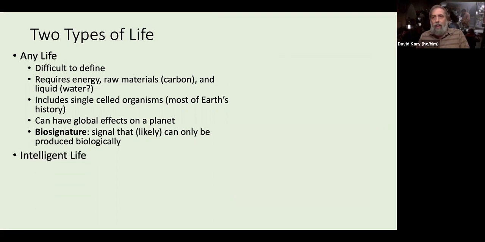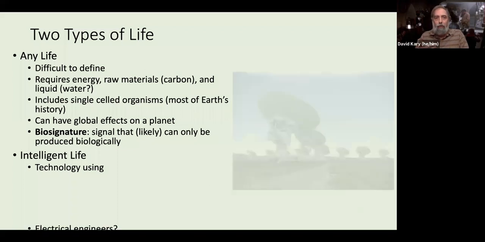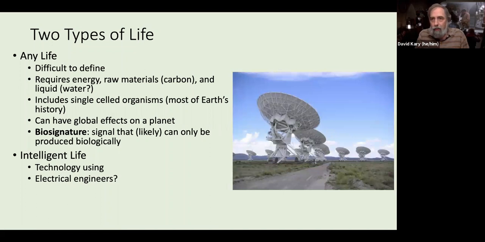Okay, so the other category of life I want to talk about is intelligent life. And intelligent life is its own tricky thing to define. Usually it's defined in terms of something that uses technology. And that's okay, that's great, that covers a lot of things. For a long time, the search for extraterrestrial intelligence was sort of criticized for really being the search for extraterrestrial electrical engineers, because they were looking for signs of radio signals. And so, you have to try to think broadly about this, but that is a limitation.